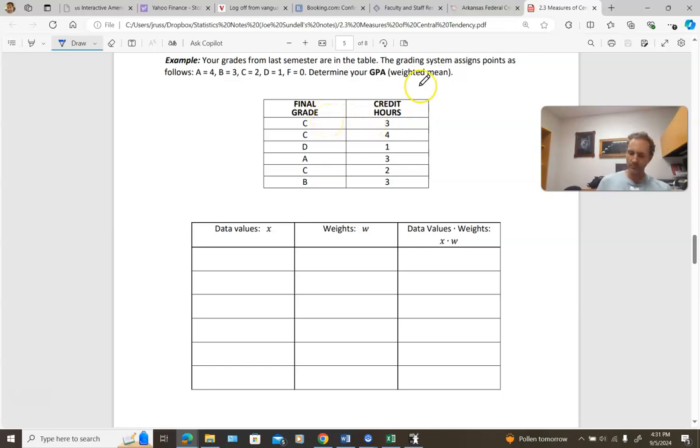So from above, a C counts as 2 points, a D counts as 1 point, an A is 4, C is 2 again, and a B is 3. Then I'm going to input these corresponding weights, which is basically the length of the course. Well, not really the duration, but the credit hours.